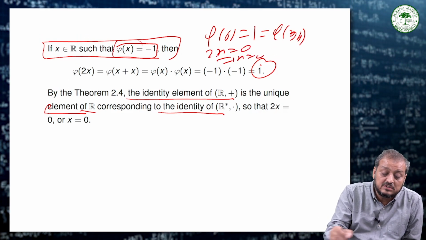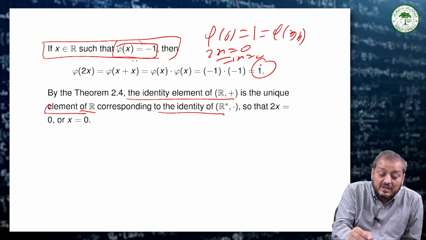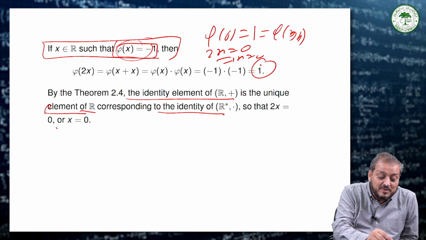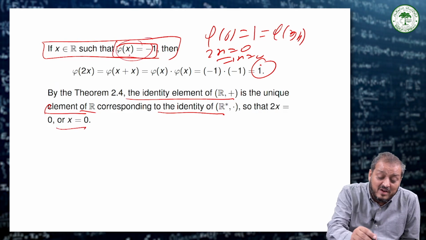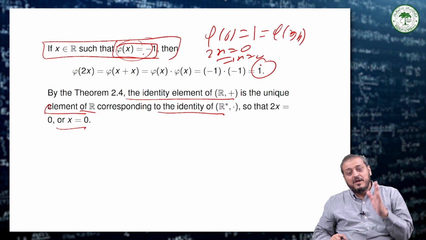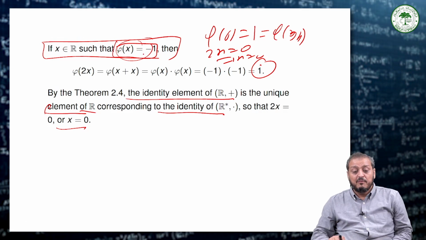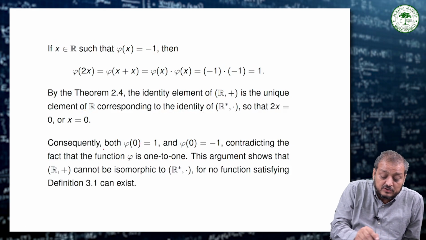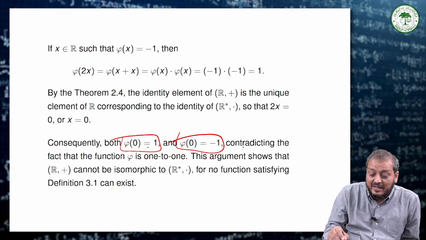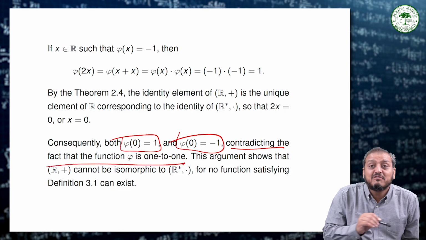This implies that x is equal to 0. So, this means we can say that phi of 0 is also equal to minus 1. That is not possible, because phi of 0 is always going to be 0 with the properties there. So, there is a contradiction: phi of 0 is equal to 1 and phi of 0 is equal to minus 1, and that means contradicting that the function phi is 1-1.